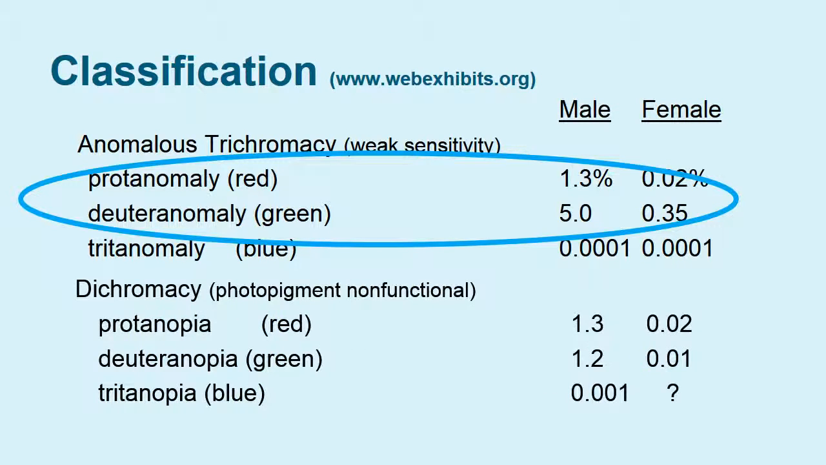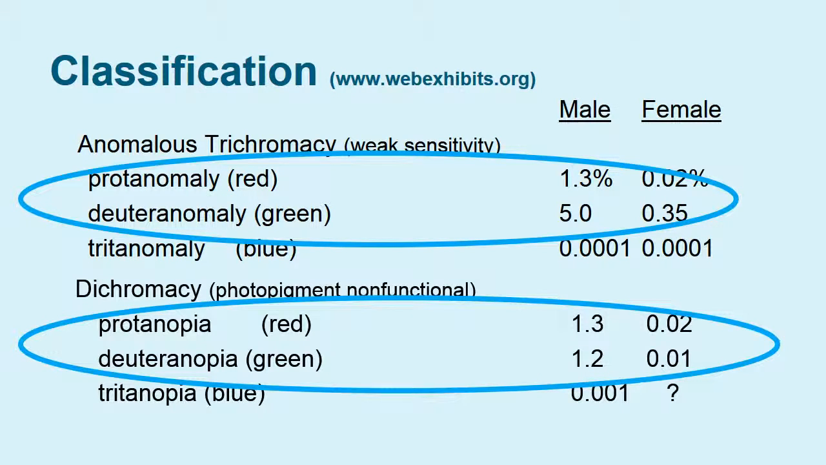A more severe problem are those where the photopigment in the cone is not functioning or is absent. And here we're dealing with protans, where the red photopigment is missing, and deutans, where the green photopigment is missing. So they're not trichromatic, they're dichromatic. And blue is very rare. So in inherited, blue works fine for most people.